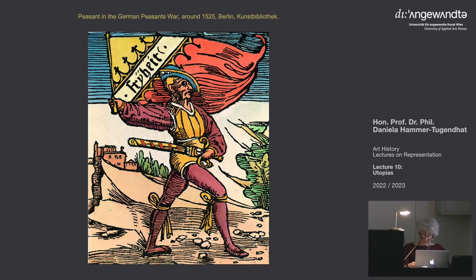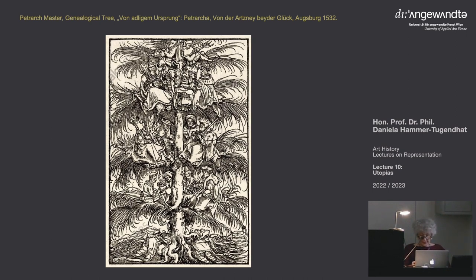Thousands were massacred. In the course of the insurrection, some artists showed their solidarity with the insurgents. The medium concerned here was graphics, inexpensive and able to reach masses of people. Most of the graphic work was political propaganda. There were a few exceptions. I'd like to show you a print by the so-called Petrarca Master, an anonymous artist known for his woodcuts, who illustrated the German edition of Petrarca's Remedies for Both Good and Bad Fortune. The print I'm showing you, which was taken from the published work, bears the title Von adligem Ursprung, of noble origin.